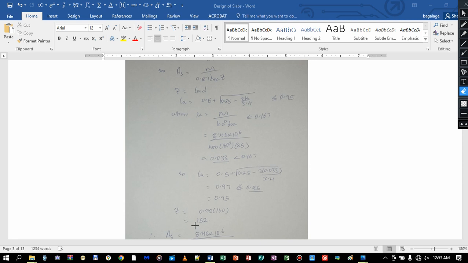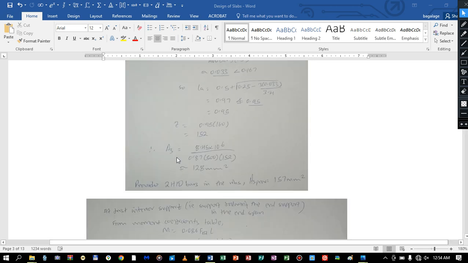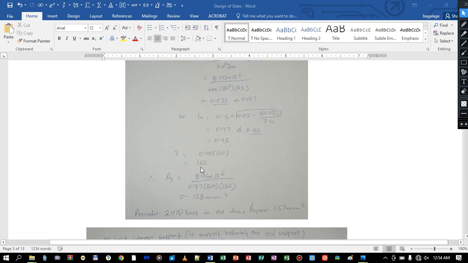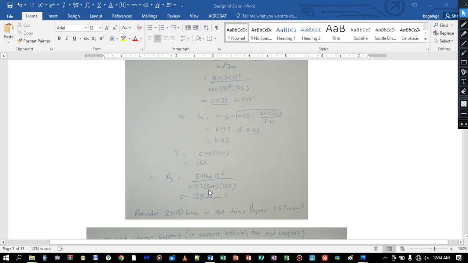Alright, such that our lever arm is 0.95 times the effective depth 160, and we get our lever arm as 152 mm. Sorry. Which we also substitute in our formula for area of steel required. This, and it gives us 128 mm squared.